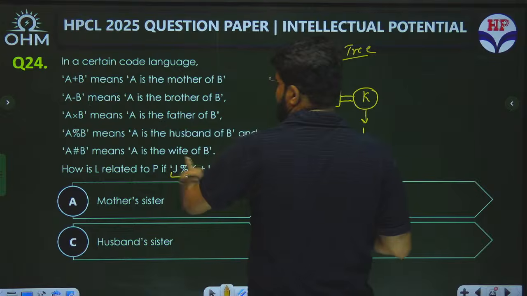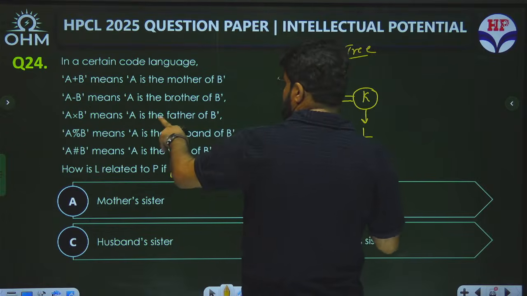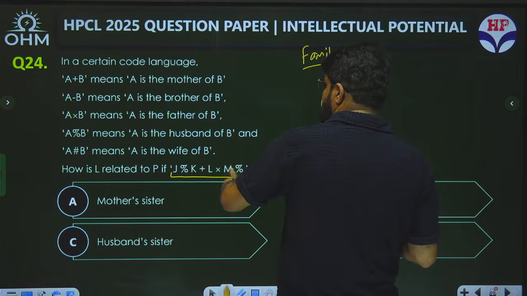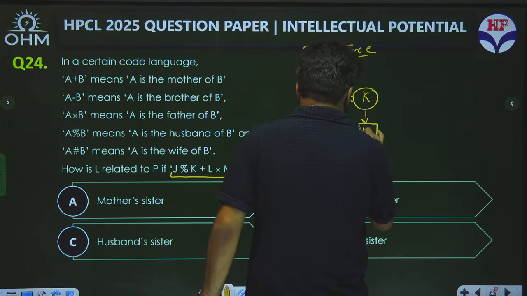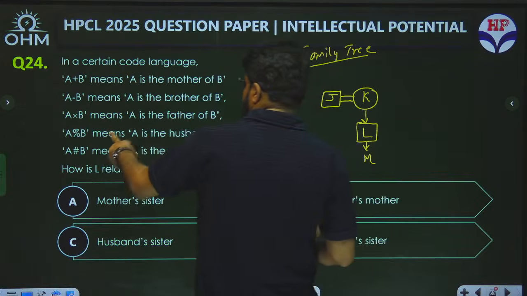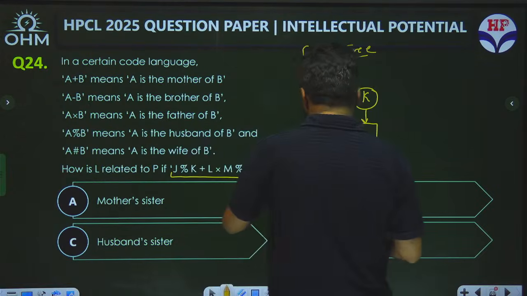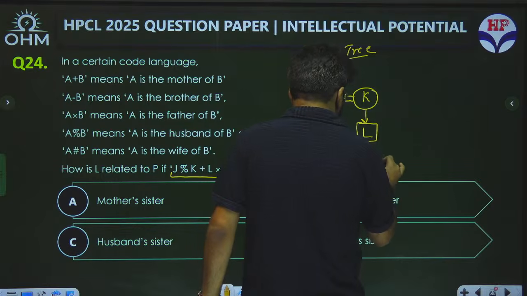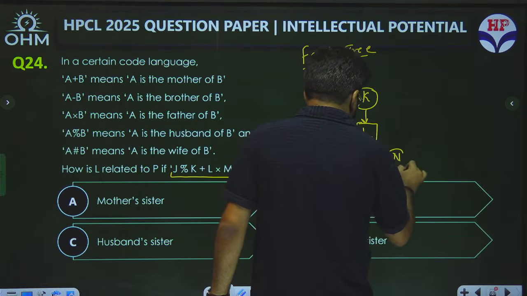L into M. Into is father. So L is the father of M. Now M percent N. Percent again means husband. So M is the husband of N. Husband is male, and N becomes the wife, that is female.